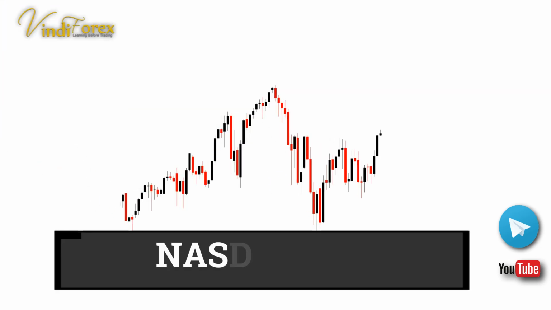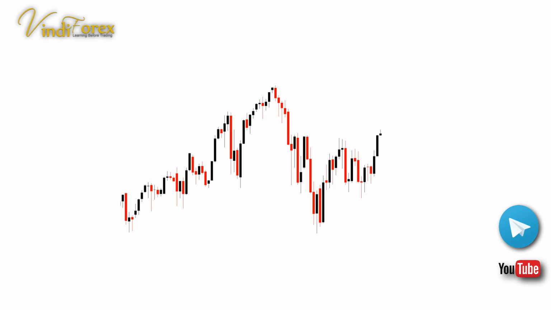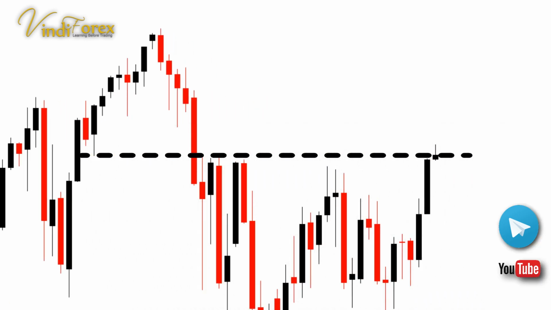Hi guys, let's quickly look at NASDAQ starting on daily. We're gonna start by drawing our resistance and support, the nearest resistance or support structure. If we look here, we can draw our resistance. This is actually where price closed on the last trading day.